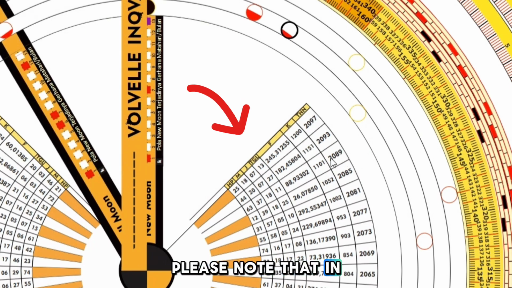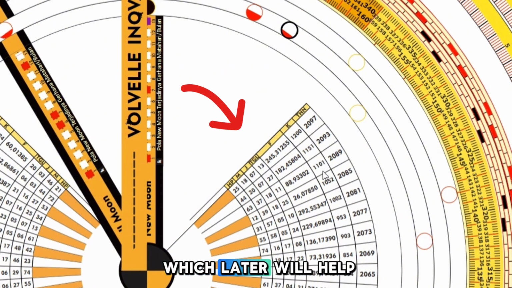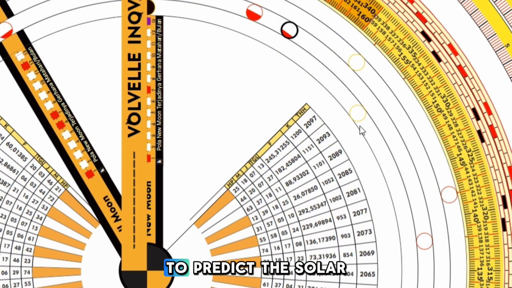Please note that in the epoch disk there are 6 columns which later will help us to predict the solar eclipse and lunar eclipse. In the first column, there is the value of key, which is 11 and 1. Then in the second column, there is the value of f, which contains 88.93. Then the third column shows us the date.